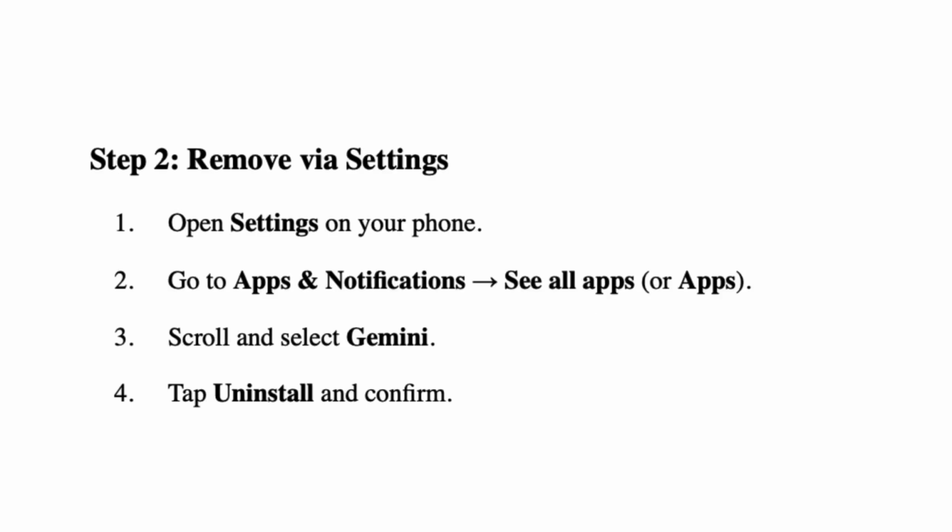Step 2. Remove via Settings. Open Settings on your phone. Go to Apps and Notifications. See All Apps or Apps. Scroll and select Gemini, tap Uninstall and confirm.